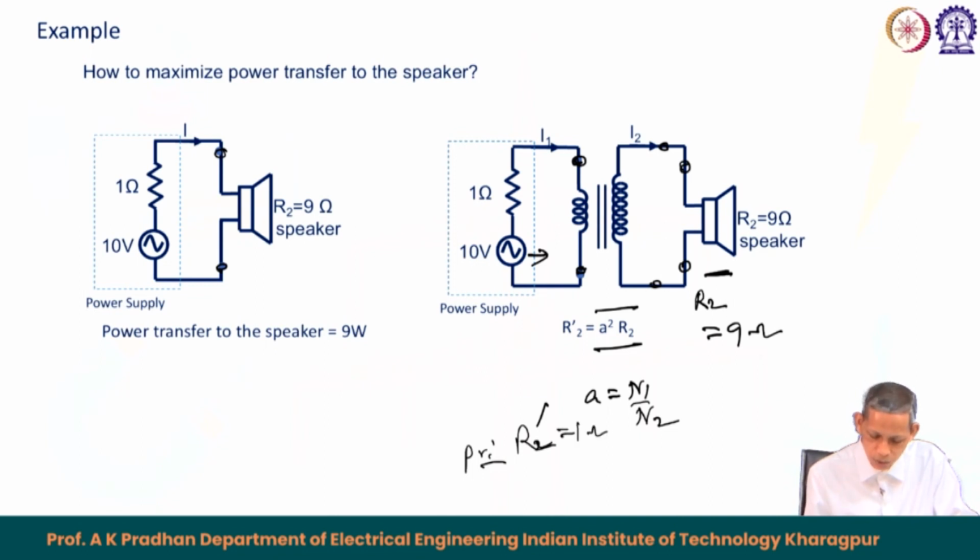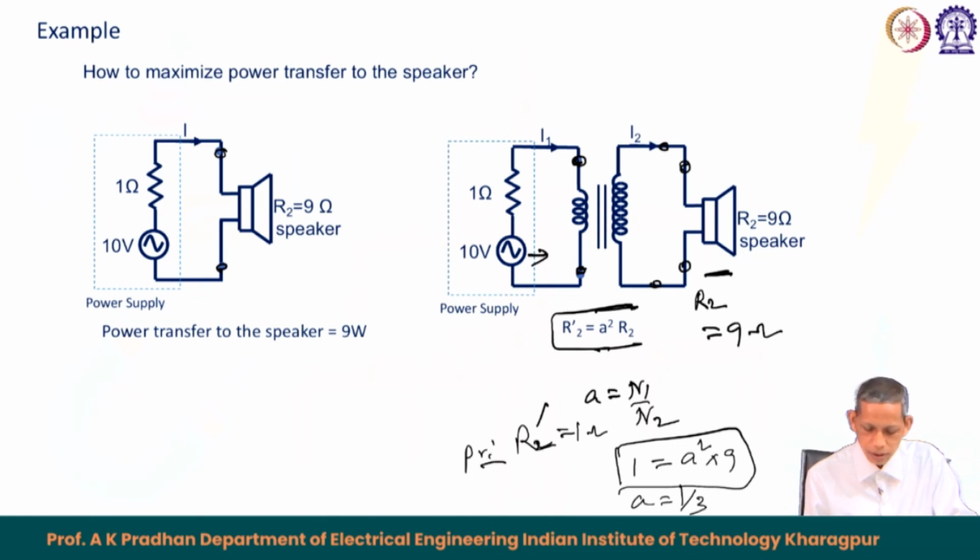So, that results in 1 equals A square into 9 from this relation. So, this A becomes equal to 1 by 3. It means N 1 by N 2 equals 1 by 3, which results in N 2 being 3 times N 1. So, if we connect like this, the primary resistance seen becomes 1 ohm, and that results in a matching of the resistance to have maximum power transfer from the power supply.